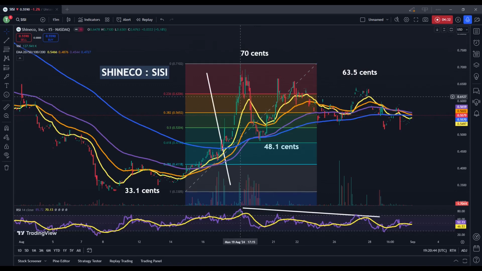Very quickly we saw prices move. More than half of the position lost its value. So as we can see here, this rally into 70 cents occurred during the August 19 trading session, and then already the following day, I mean, it's amazing to see this.